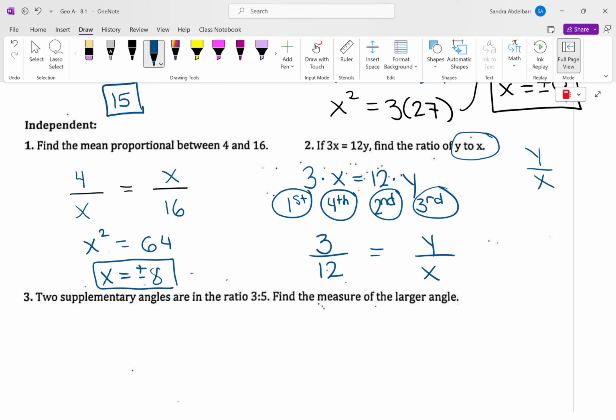So the ratio of x to y is 3 to 12, but what did I tell you? Proportions, our ratios, are fractions, and what should we do with fractions? Simplify them. So the ratio of y to x is not 3 to 12, it is 1 to 4.